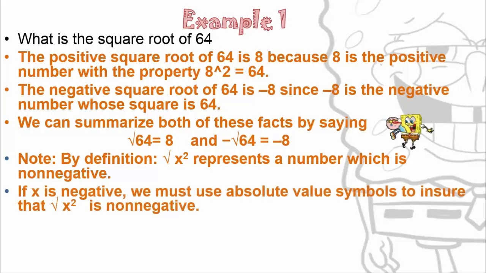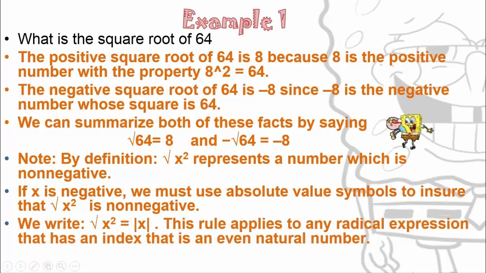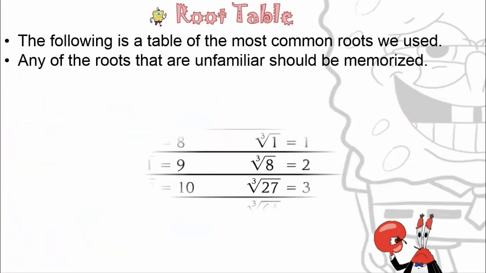Note, by definition, the square root of x squared represents a number which is non-negative. If x is negative, we must use absolute value symbols to ensure that the square root of x squared is non-negative. We write the square root of x squared is equal to the absolute value of x. This rule applies to any radical expression that has an index that is an even natural number. Hence, the square root of x squared is equal to the absolute value of x.